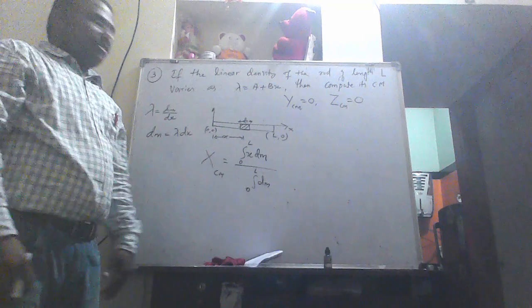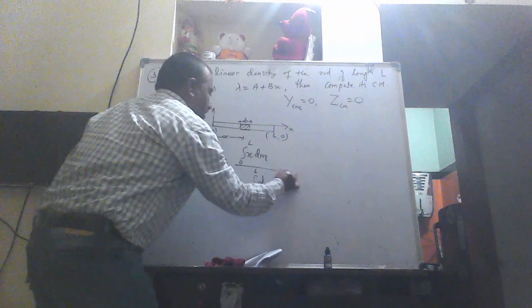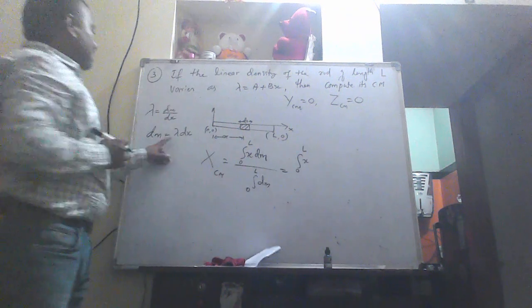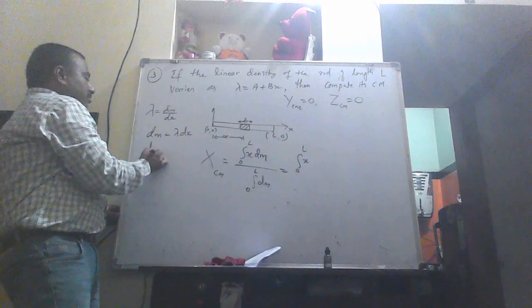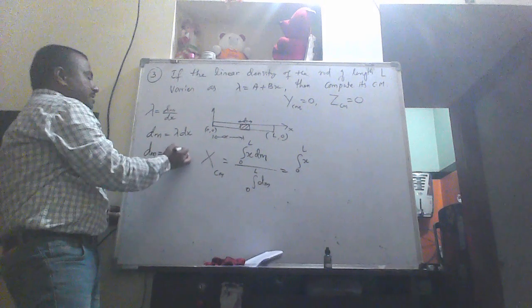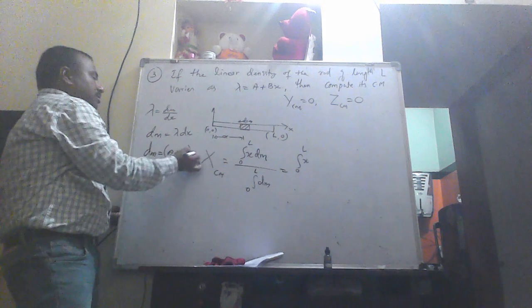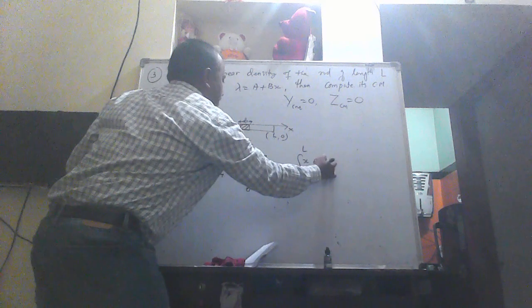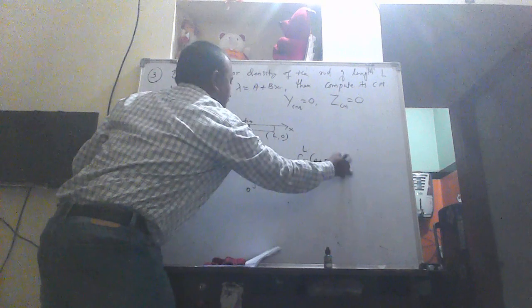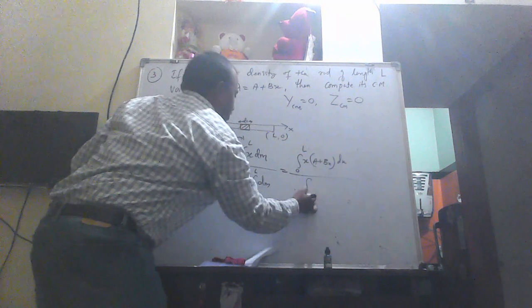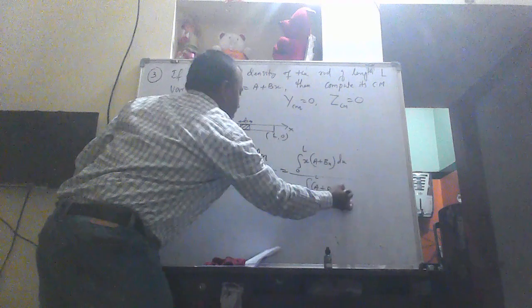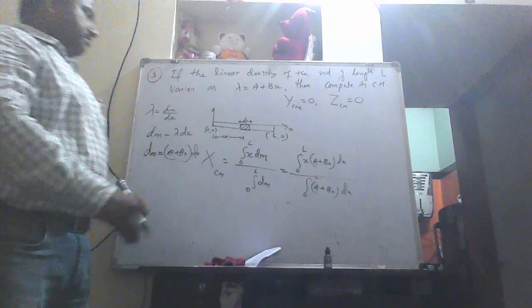So this coordinate, simply 0 to L. I take x as this. What is dm? dm is lambda into dx. What is lambda? A plus bx. So dm is equal to (a plus bx) into dx. Integration from 0 to L of dm means integration of (a plus bx) into dx. So solve this, we have the answer.